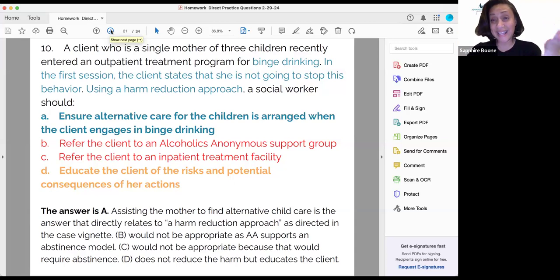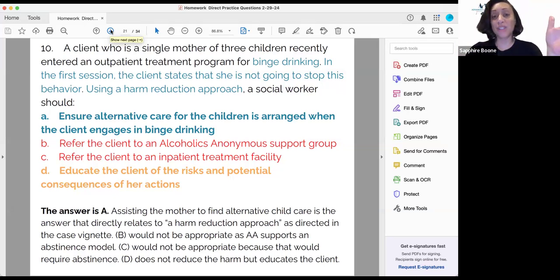But D is a good option if we were doing a regular social work approach where we are trying to get them to change their mind. D is something that we would do: hey, we support your self-determination, but we really don't want you to continue doing what you're doing, so let's talk about the risks and the pros and the cons of what you're doing. That's our regular default answer, D.